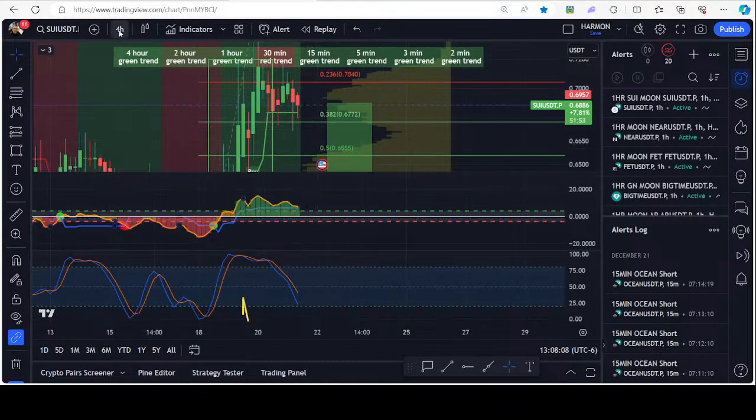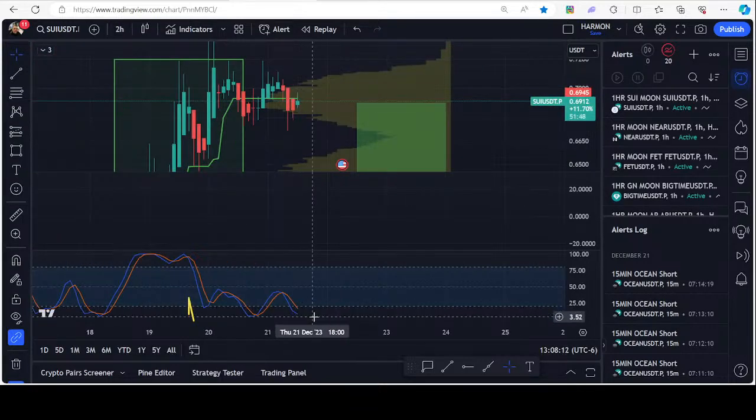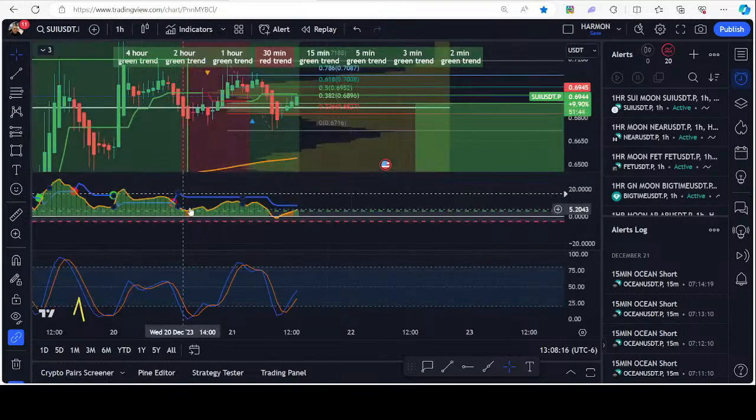It's still pulling down a little there, so that's probably why you're not getting your moon. But the 2 hour is starting to bend, right? So Sue looks like in the future going to be a long. Will we still look at the 4 hour stuff? So, okay, look at this trade.